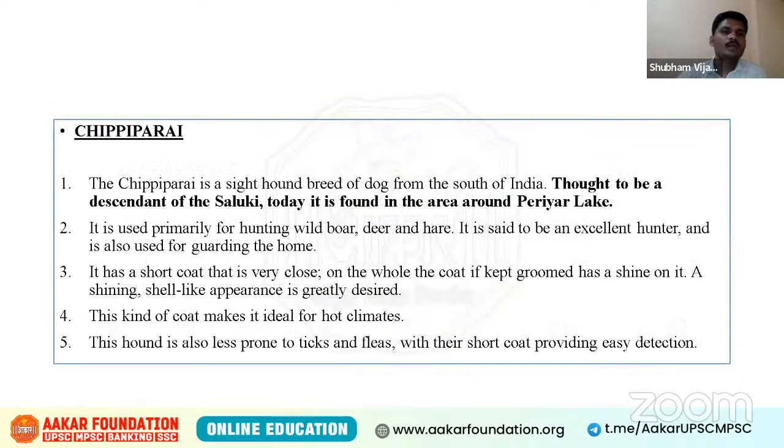Now the next dog is the Chippiparai. Chippiparai, a little bit difficult to pronounce. Why? Because this is thought to be a descendant of the Saluki dog breed, and today it is found in the area around the Periyar Lake. It is used primarily, even I don't know where this Periyar Lake is. I will find it on Google Maps and I will let you know.